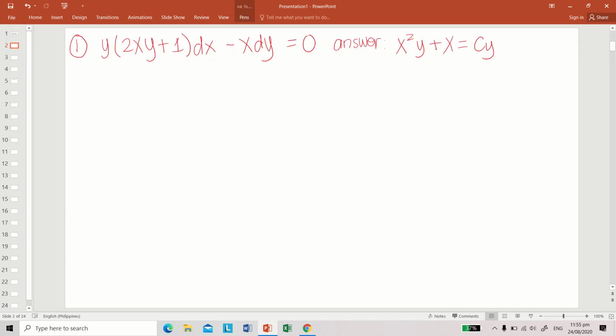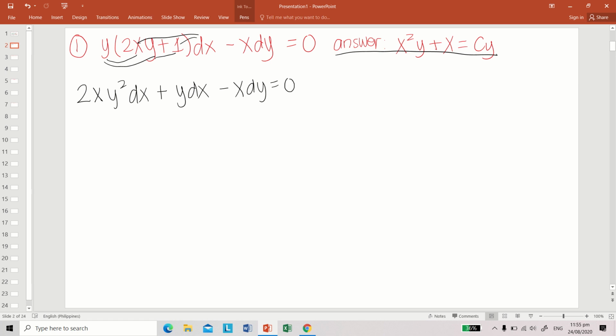So we are given that y quantity 2xy plus 1 quantity dx minus x dy is equal to 0. And by the way, we have also an answer here on the right. So the first thing that I'm going to do is distribute y and dx all throughout these terms, so we will have 2x y squared dx plus y dx minus x dy is equal to 0.